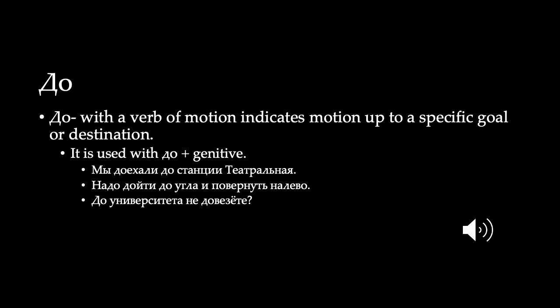A prefix with a very specific meaning that is nonetheless used quite commonly is до-. And до-, as always, means motion up to a specific goal or destination. So anytime you see the prefix до- with pretty much any verb, it's going to indicate reaching a specific goal or destination. For example, дописать is to finish writing something, to write something to the end. Дочитать is to finish reading something or read something to the end. And it has the same meaning with verbs of motion. So дойти is to walk up to some specific goal that you're trying to reach. And we use it with до plus genitive.